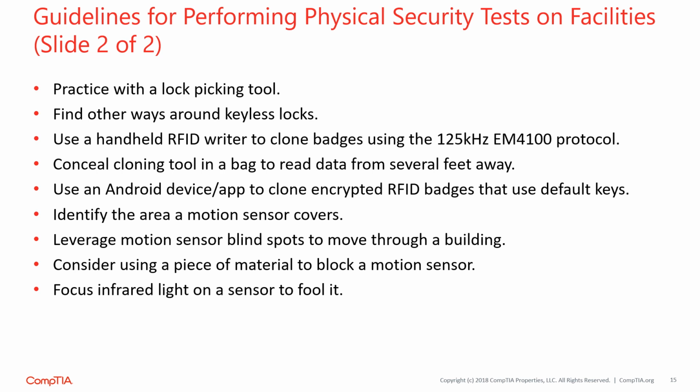Identify the area a motion sensor covers. Also leverage the motion sensor blind spot to move through a building. Consider using a piece of material to block a motion sensor and focus on infrared light on a sensor to fool it.